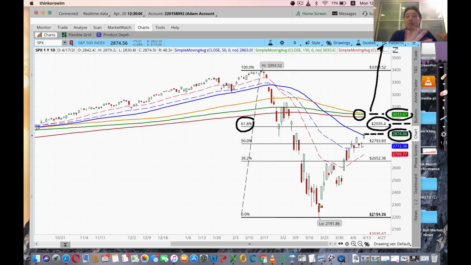Like I said, I've bought most of my stocks already. My shopping cart is full. I'm not adding any more shares right now. So why am I not adding shares right now? Because remember, again, the wave patterns.